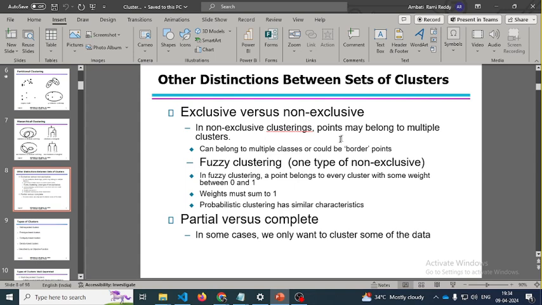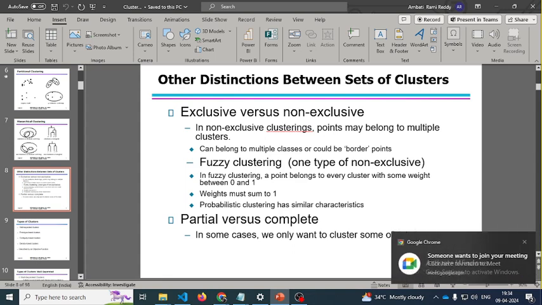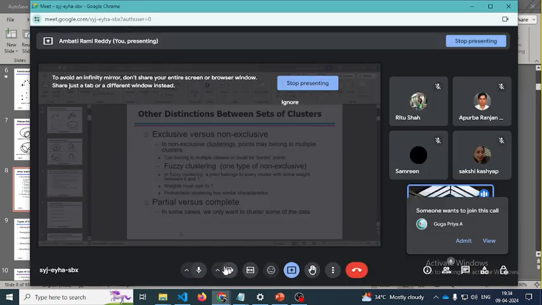Then again, what is the distinction between these sets of clusters? There is another distinction also. One is exclusive versus non-exclusive. Another one is partial versus complete. What does partial versus complete mean? In some cases, we only want to cluster some of the data. You don't want to cluster all the data.